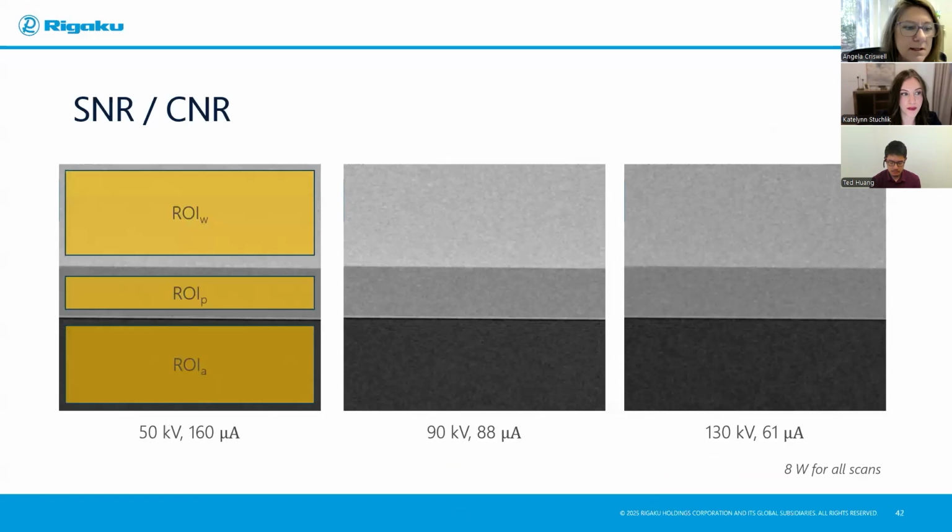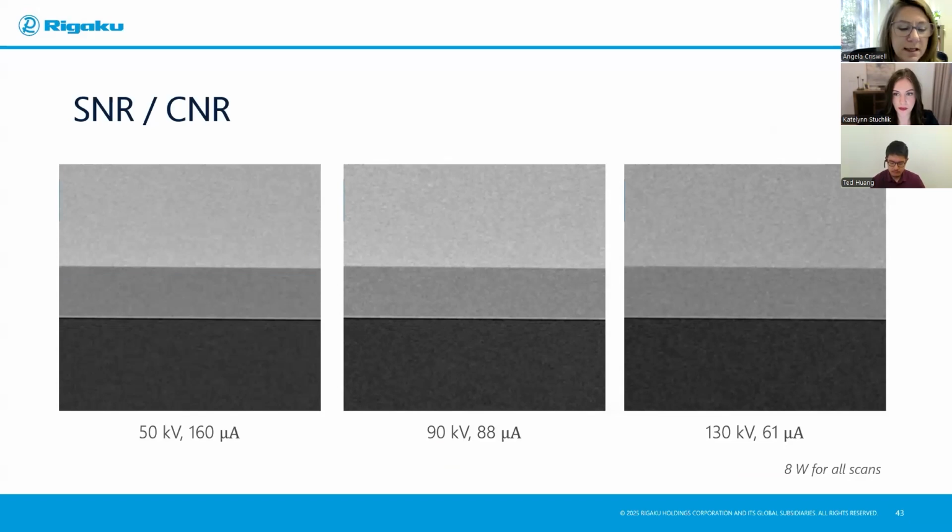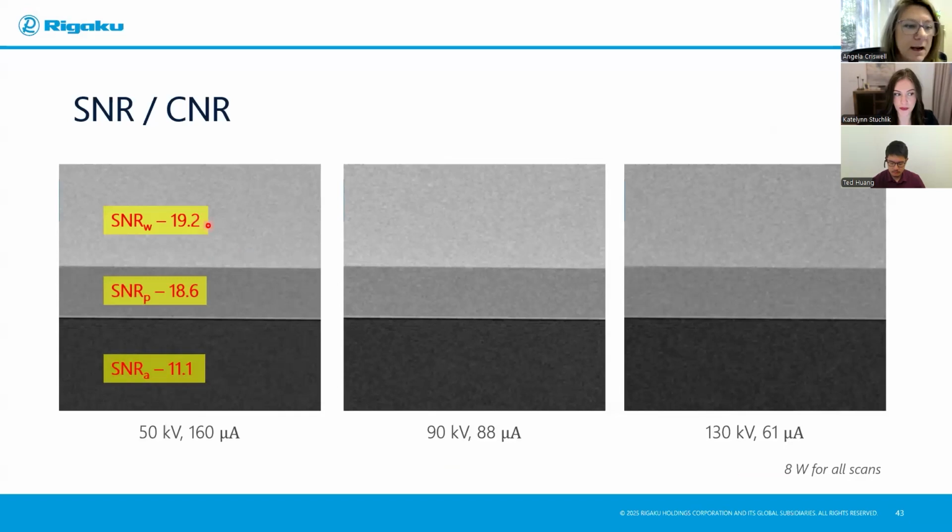And what we want to do is to select a region of interest, or basically a bunch of voxels in the water space, in the plastic space, and in the air space, so that we can then calculate some of the signal to noise and contrast to noise ratios. So for 50 kV, rather, the signal to noise ratio for the water is 19, for the plastic is 18.6, and for the air is 11.1. So water is absorbing to a higher degree than the plastic and the air, which makes sense based on the plot we looked at previously.